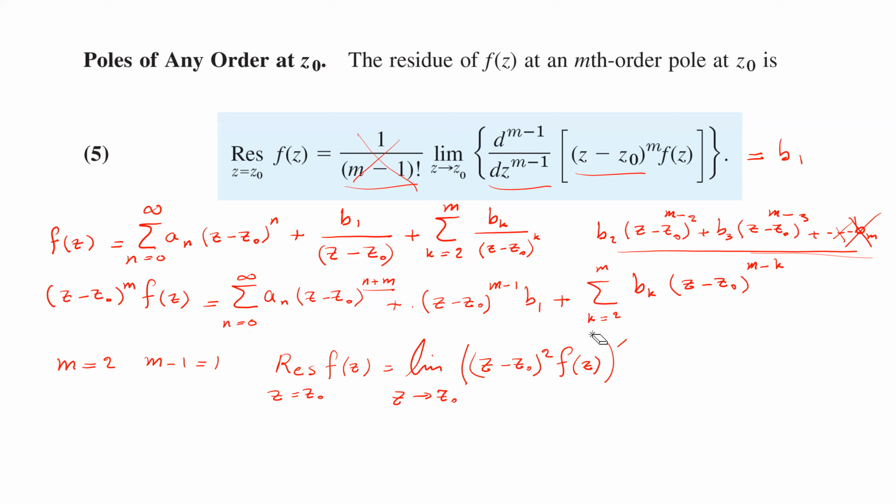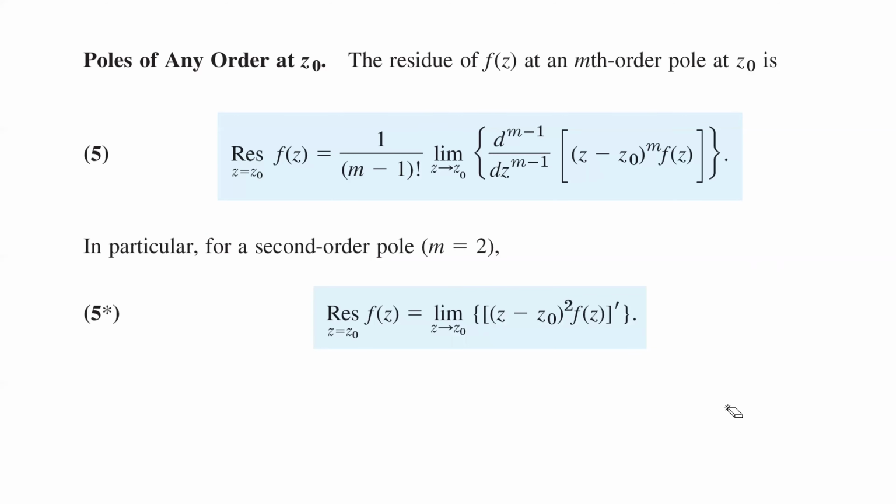Okay, so this is the case when m is equal to 2. So for m equal to 2, we have this. All right, [(z minus z naught) squared times f of z] prime, which means one derivative, and then evaluate at z naught.